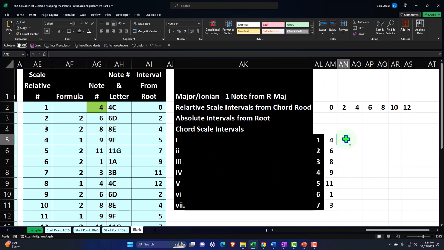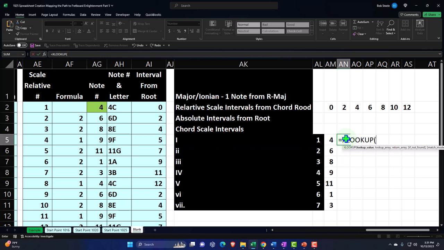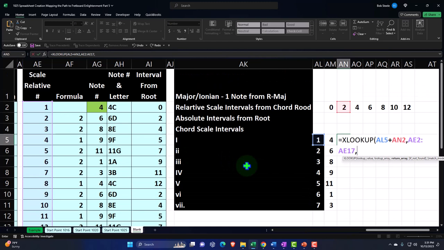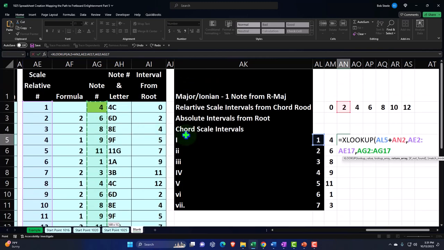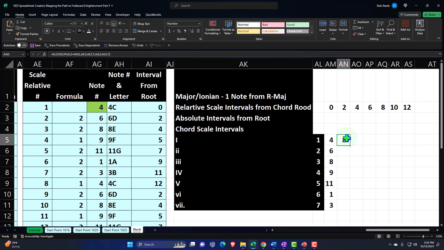So how can I do that with a formula over here? I can say this is going to be equal to the XLOOKUP. The lookup value is going to be this 1 plus the 2, and then comma. Then the lookup array, I want to find that number in here, which is the relative scale positions that we want to be picking up. And then comma, the return array, I want you to give me the value in numbers over here. We'll talk about adding the letters at a later time. If I press enter, then we get an 8. That's what we would expect because relative position 1 here is a 4, going up 2 notes is an 8.